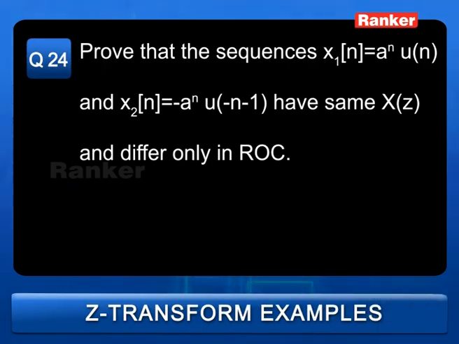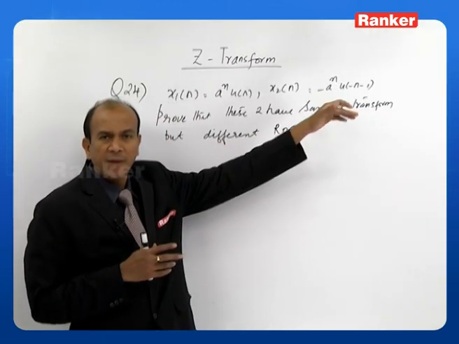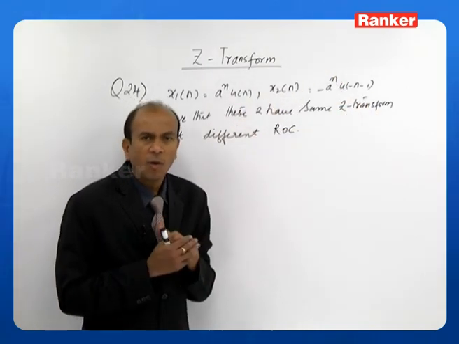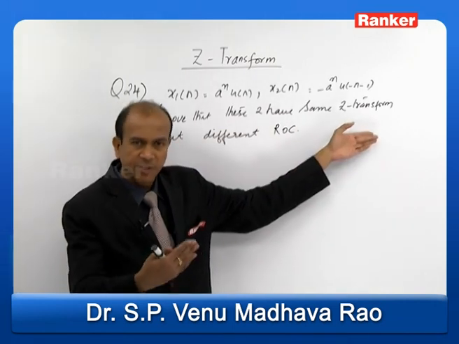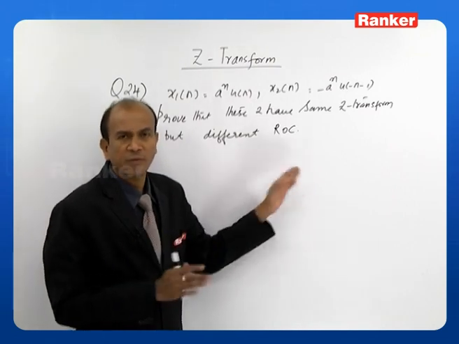Now let us see question number 24. The question number 24 is, there are two signals given. x1 of n is equal to a to the power of n u of n, and x2 of n is equal to minus a to the power of n u of minus n minus 1. So basically they are the same functions, a to the power of n, but the places of their existence are different in this case and in this case. Now what is it we have to prove? We have to prove that these two have the same Z transform, whereas the regions of convergence are different. So we have to prove this.